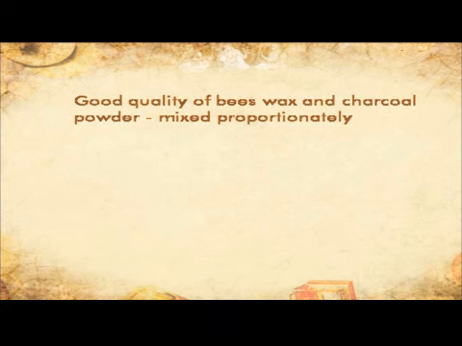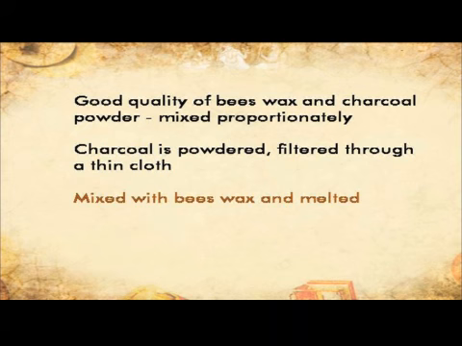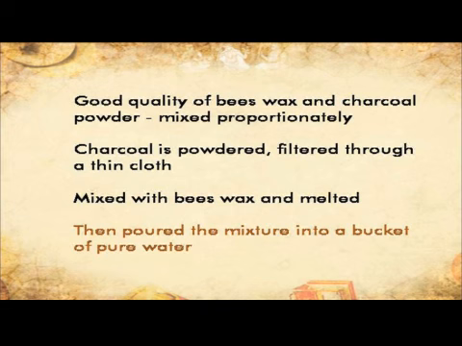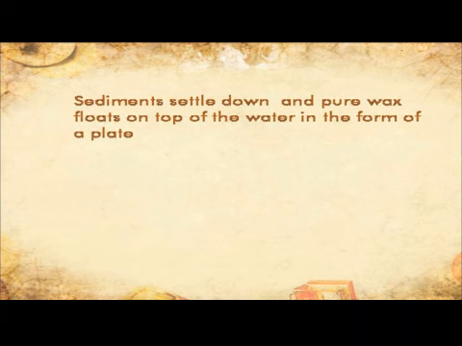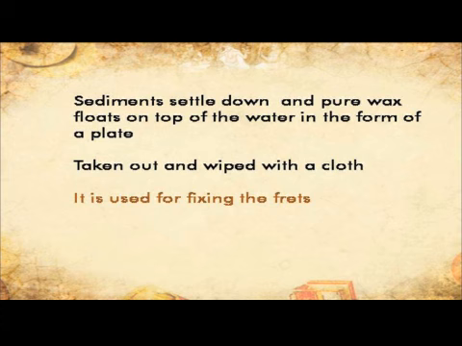A good quality of beeswax and charcoal powder are mixed proportionately. The charcoal has to be first powdered and filtered through a thin cloth. It is then mixed with beeswax and melted. This molten mixture is then poured into a bucket of pure water. The sediments settle down and pure wax floats on top of the water in the form of a plate. It is then taken out and wiped with cloth. This wax is then used for fixing the frets.